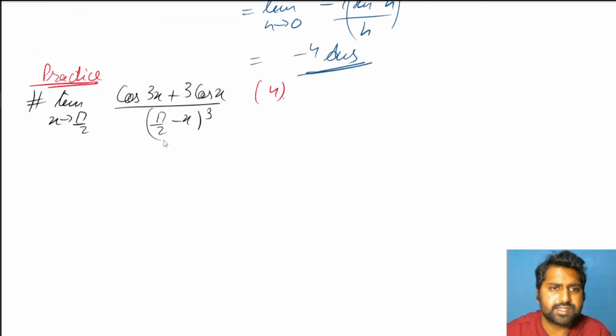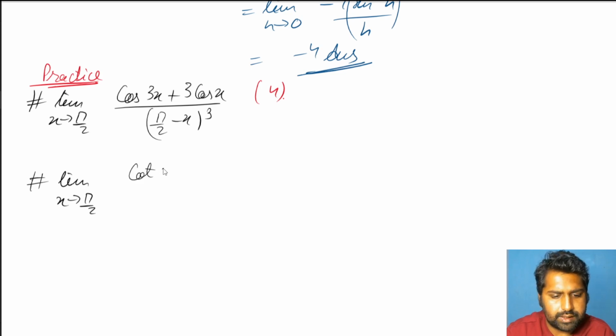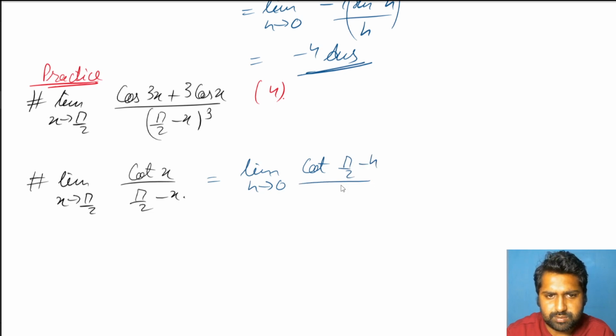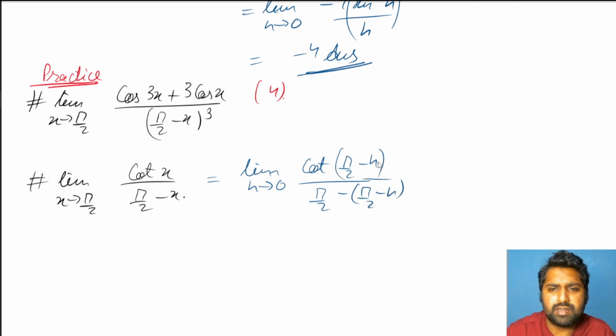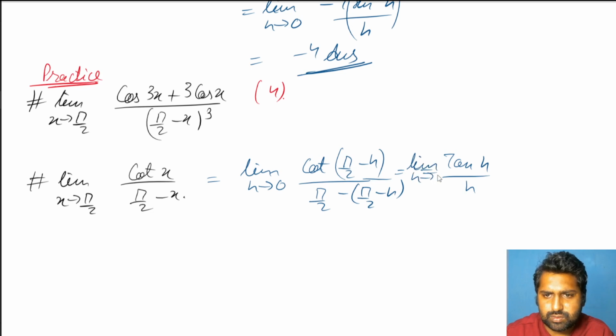All right. Let's take a few more examples. Limit x tends to pi by 2 of cot x by pi by 2 minus x. Very easy questions as such. Just need to know the concept of conversion of limit. If I convert it to limit h tends to 0, I have to replace x by pi by 2 minus h upon pi by 2 minus pi by 2 minus h. What is cot 90 minus theta? Tan theta. And denominator becomes h. The question is limit h tends to 0 of tan h by h, which is 1.